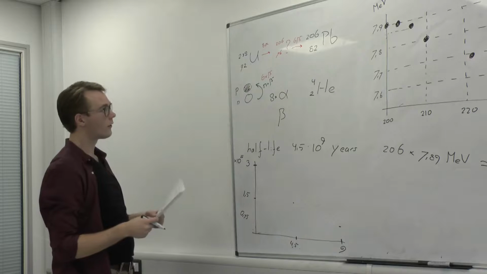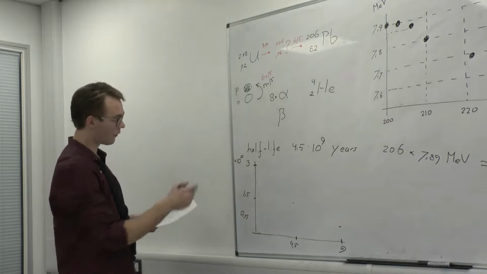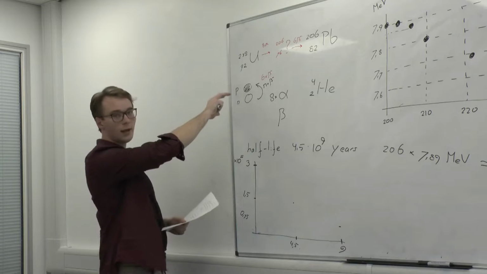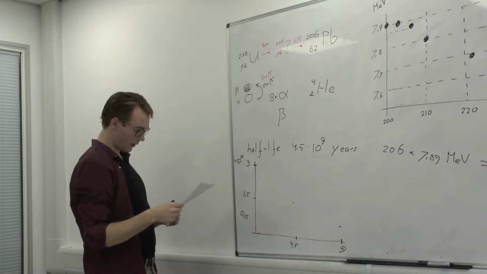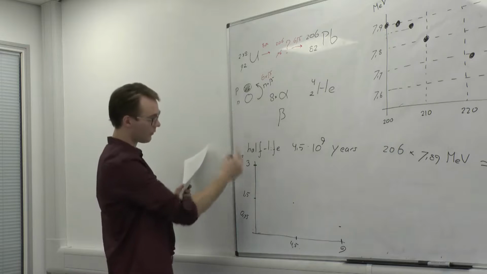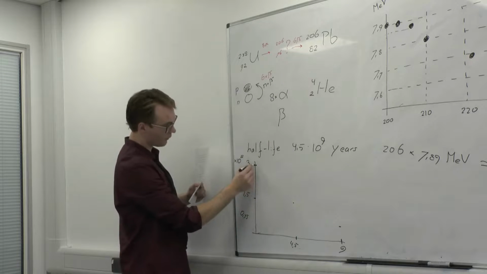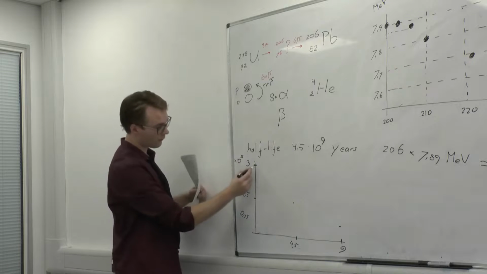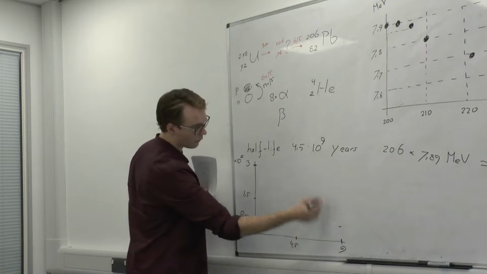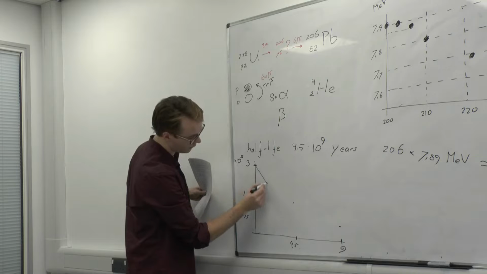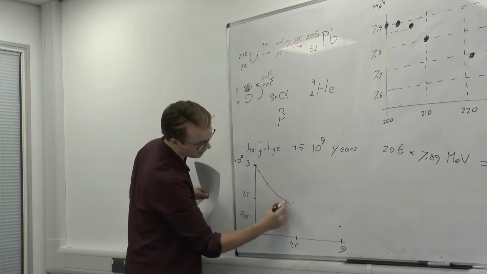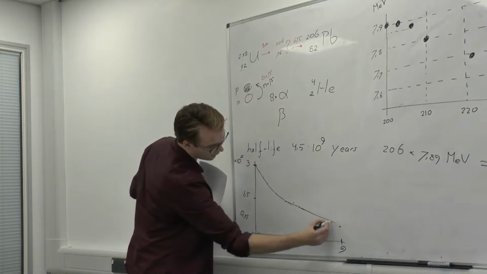And then the question is, draw a graph that shows you the number of uranium atoms and the number of lead atoms in this rock as a function of time. So for the number of uranium atoms, it is a bit straightforward. It's what I just told you. You start out with 3 times 10 to the 22, and it halves every 4.5 times 10 to the 9 years. So you get a graph that looks like this exponential decay that goes like this.